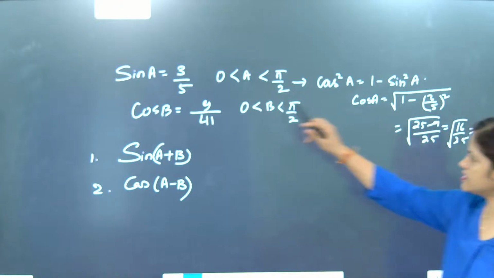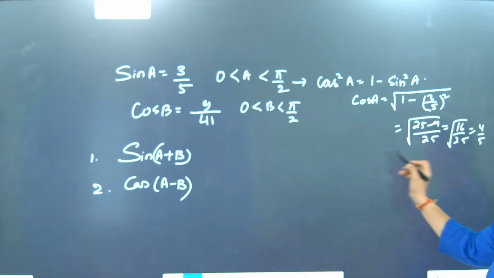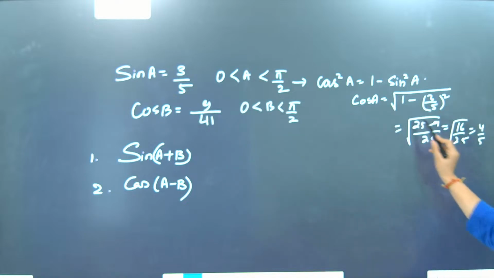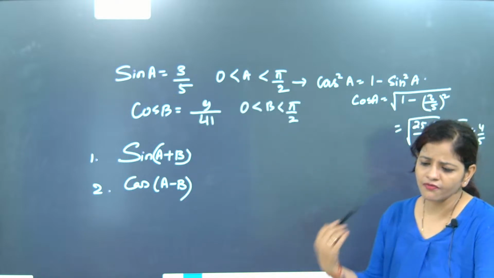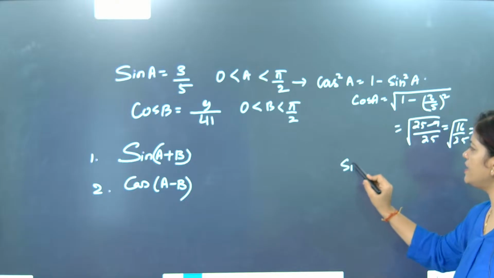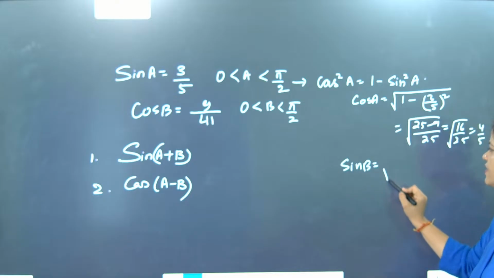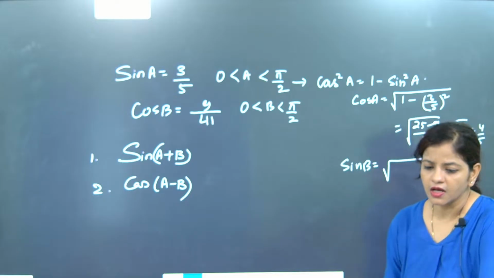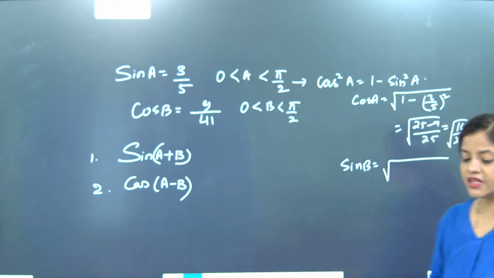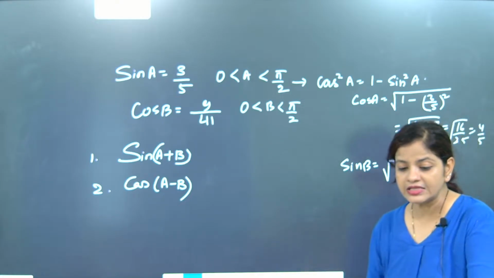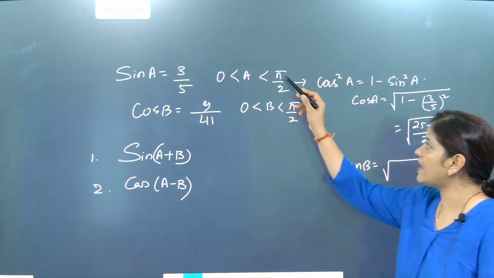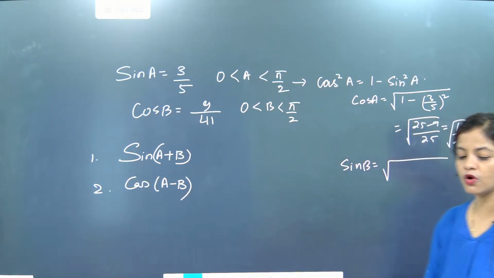Sine A is given, and we got cos A. Now cos B is given, we have to find sine B. So from sine A, I got cos A. From cos B, we will get sine B. The formula for sine B we will write with plus minus. What is the best way of writing is to write plus minus, and then you indicate that the angle A is lying in first quadrant. Both the values are lying in first quadrant, so I am not putting plus minus.